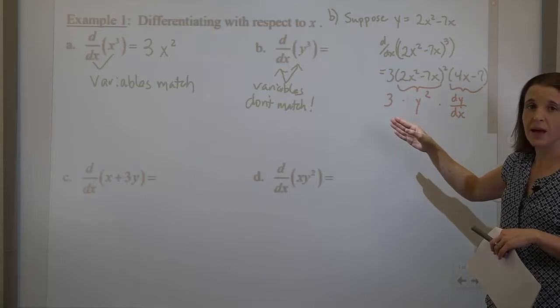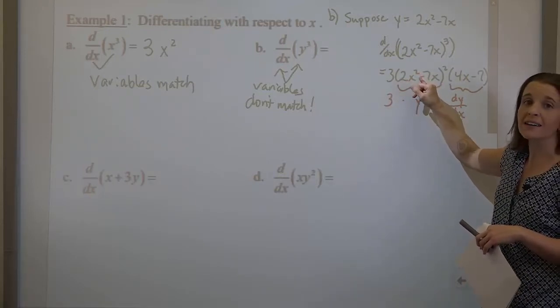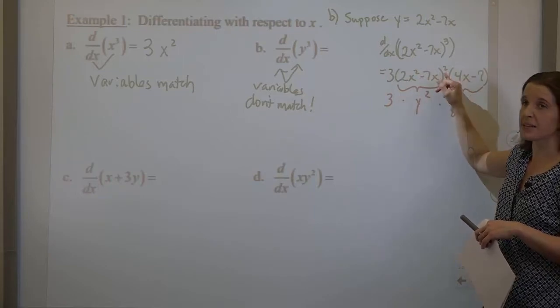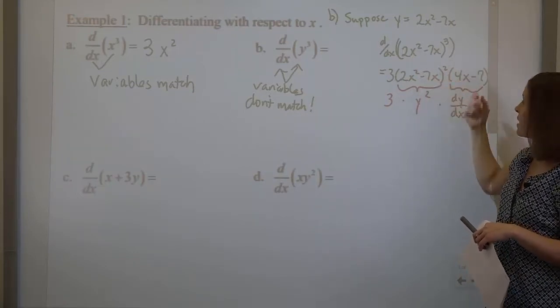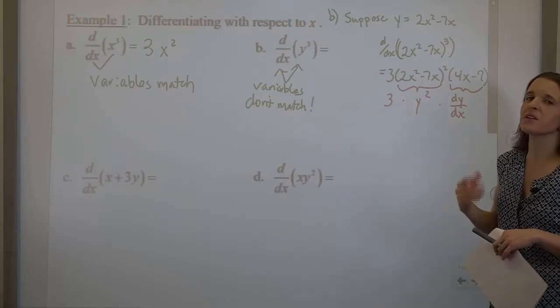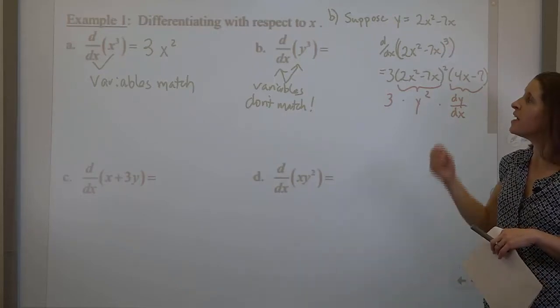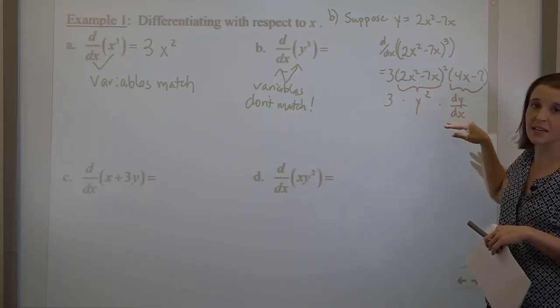So let's put our pieces back together. The 3 is there. This was y. So 3y, it's now squared. And then what is that other piece? It's dy dx. And so that's what's going to happen even when we don't have a pretend function that we're saying y must equal, is we're just going to get this answer in red.